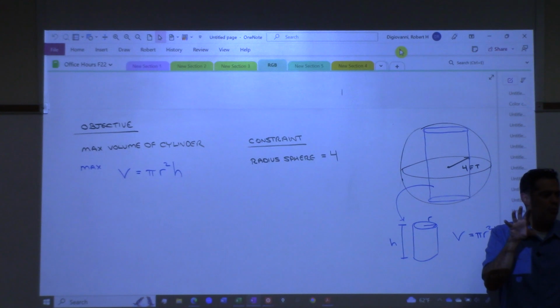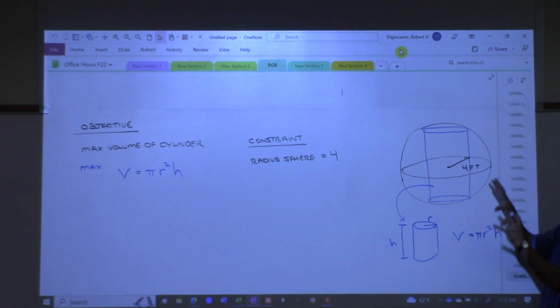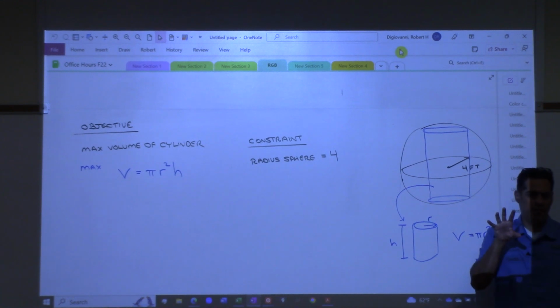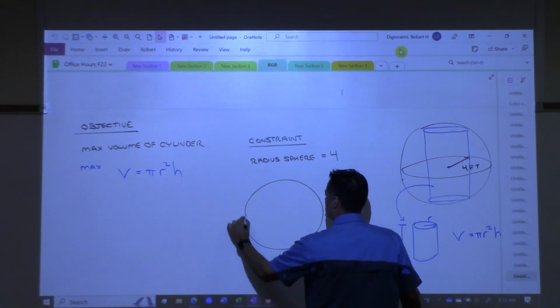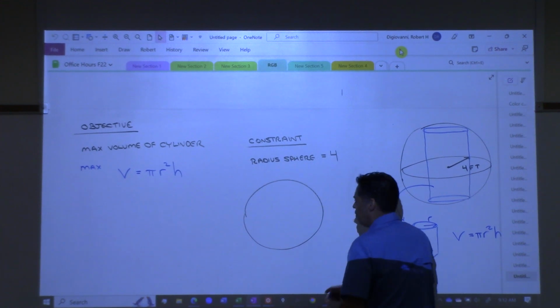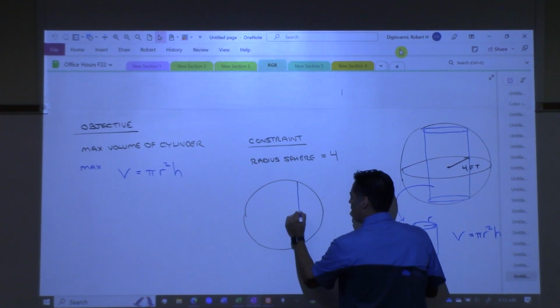If I look at that, what do you see? It's no longer three-dimensional, right? You're looking onto it. It would be a what? A circle, and inside of it would be a rectangle, right? Let's take a look at that. If I draw a circle, that's my sphere. And then I draw my rectangle, which is my cylinder.